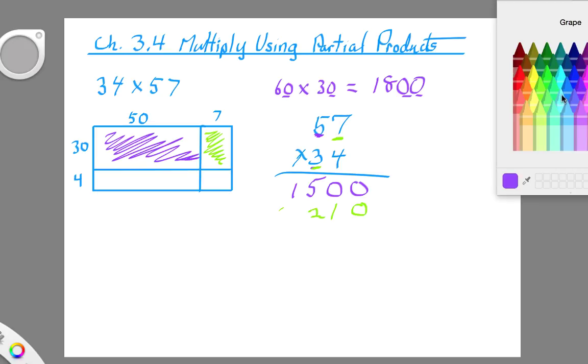If I change colors again, the next spot is the next biggest square, which I guess I should pick a different color. Let's try red. Oh, these don't match. These are not pretty colors. They don't go together. Maybe they do. This one is 50 times 4. So that's 50 times 4. Okay, and 5 times 4 is 20 with a leftover 0. So these 2 squares here, the green and the red, are almost exactly the same size, 210 and 200. They're very close.